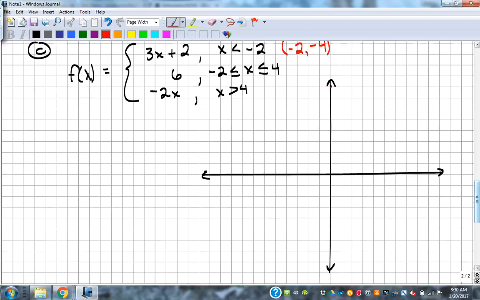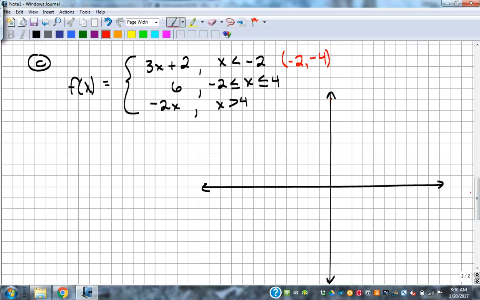Now, here's the thing I've got to look at. On that domain, is negative 2 included? No. So the point, negative 2, negative 4, cannot be included. So when I go to graph that point, I don't put a dot, I put an open circle at that point. So there's negative 2, negative 4, and I'm putting an open circle there. Because that point's not included, because this didn't have an equal to mark. That's important.